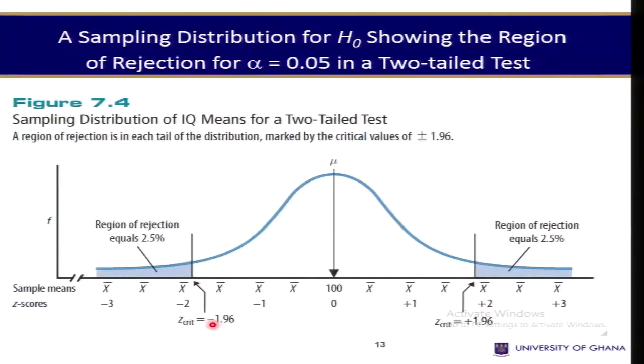So basically, what we are saying here is this: if the value that we have computed is less than the negative value of what is on this line, that is the negative 1.96, then we will have to reject our H0. We'll also reject our H0 if the z-score that we have computed falls on this line or is greater than the positive critical value, that is 1.96. That will be the decision that we'll take. We'll have to reject our H0, and we will retain our H0 if it falls within the range.